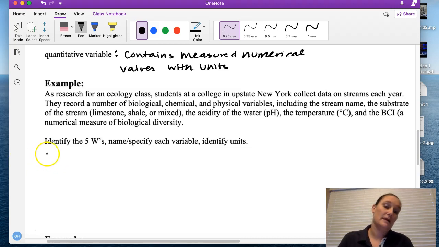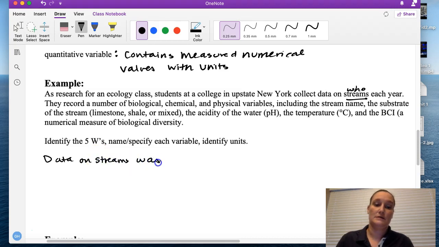So for this, you need to write a sentence. All right, unless I say just list them, you need to write a sentence. So you kind of are going to summarize what this is. So we're just going to say data on our who are the streams. Those are our who, because those are the subjects of their observation or experiment, the data that they're collecting. Those are the subjects. Okay, so data on streams was collected. And a lot of times you don't know all of the 5 W's, so you aren't going to address them all. Was collected in upstate New York.